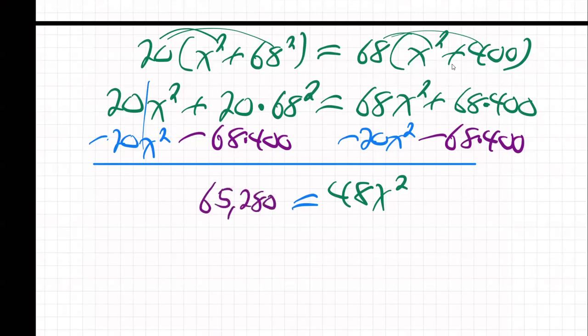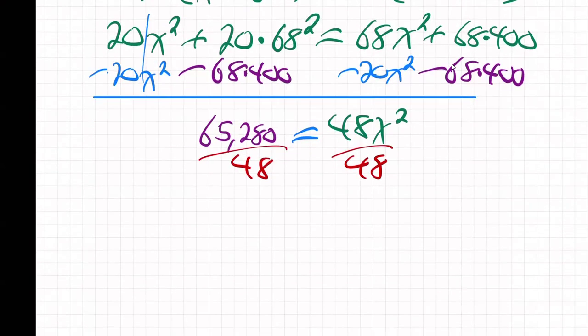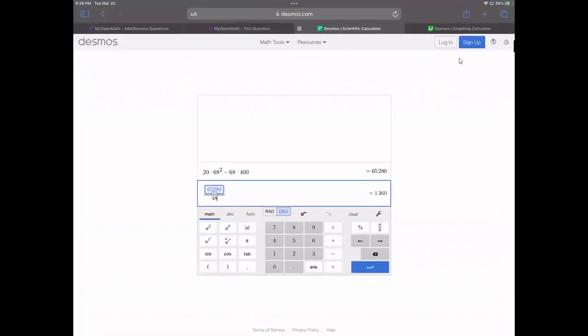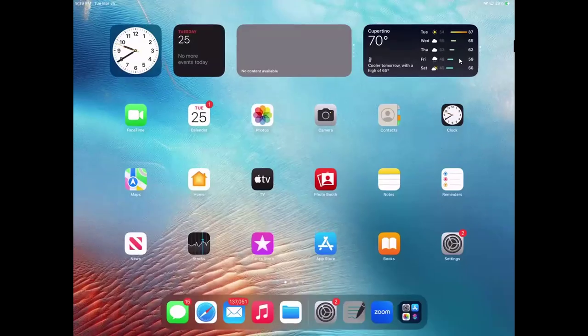65,280. Last step, you know it. Oh, no, we're not in the last step yet. Divide by 48. Let's go see what that is. I'll take that answer divided by 48. And I'm getting 1360. It's nice, it's clean.